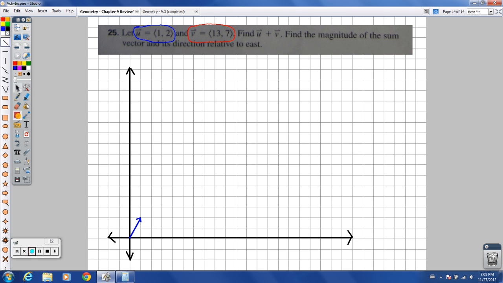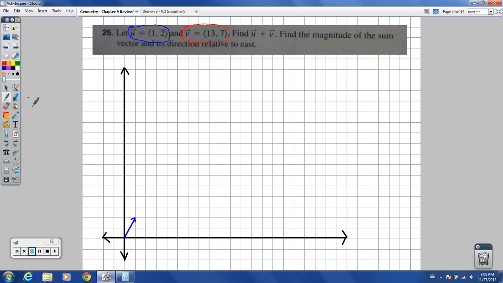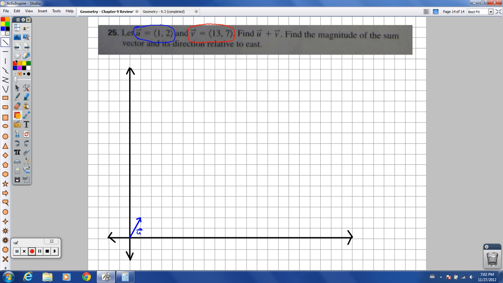So I'm going to put next to that a little u with the vector symbol above it. And just remember that the vector symbol is kind of like half an arrow. I don't complete the arrow, it looks like that. And so from there, going 13 and 7. So 13 in the x direction, 7 in the y direction from that point right here.